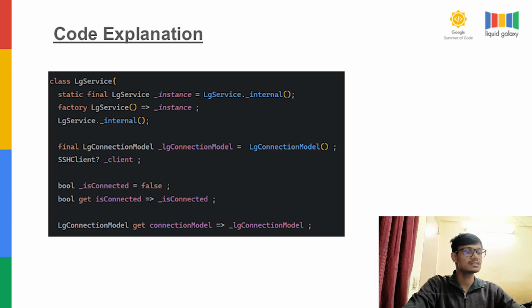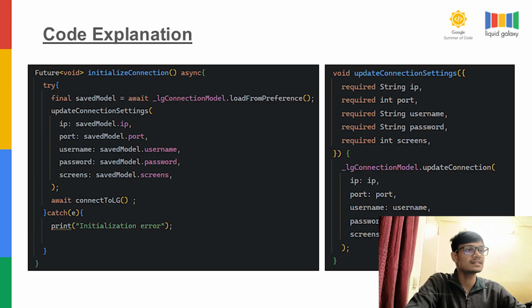This LG service class acts as a single centralized service that manages the entire life cycle of the LG connection. The service is implemented as a singleton to ensure that only one SSH connection exists at any time throughout the app. We have the is connected variable and the other initializations.